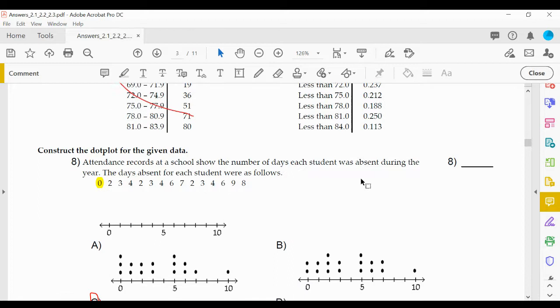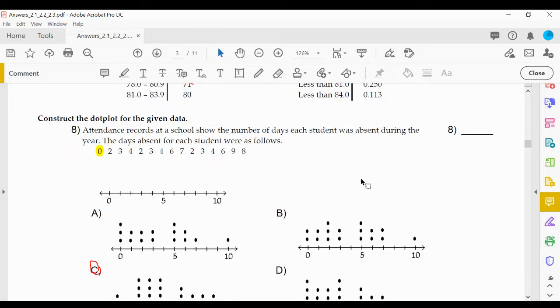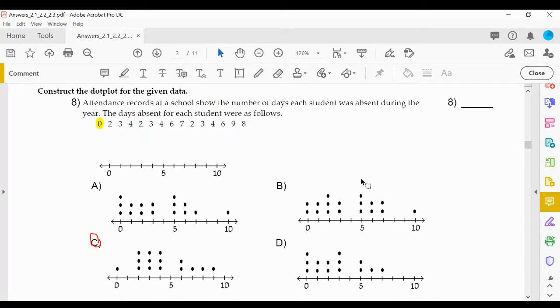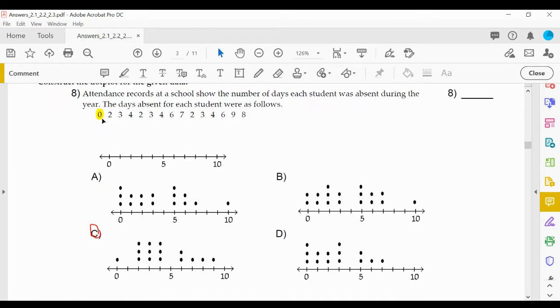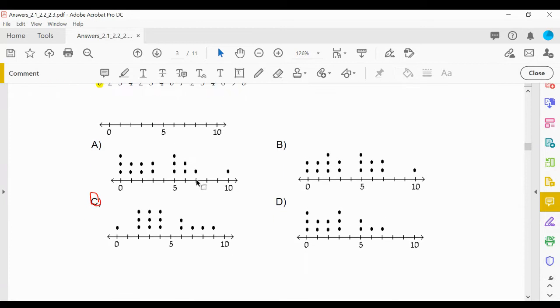So. All right. Dot plot. How can I say how easy this is? You're putting dots over the values. Sometimes what you do is you kind of scan them. First thing I see there is 1, 0. As I look at letter A, it's got 3 dots above 0. B's got 2 dots above 0. D's got 3. Letter C is the only one that has 1 dot above 0 because there's only one value of 0. Finished. You don't have to fill out the rest.